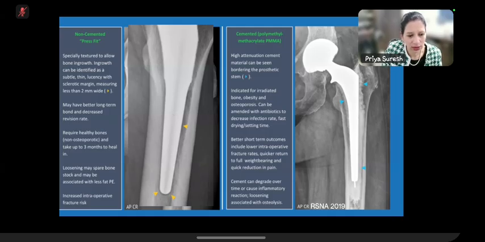The other thing is, when they are getting fixed, they can have increased intraoperative fracture risk because it has to be really tight.